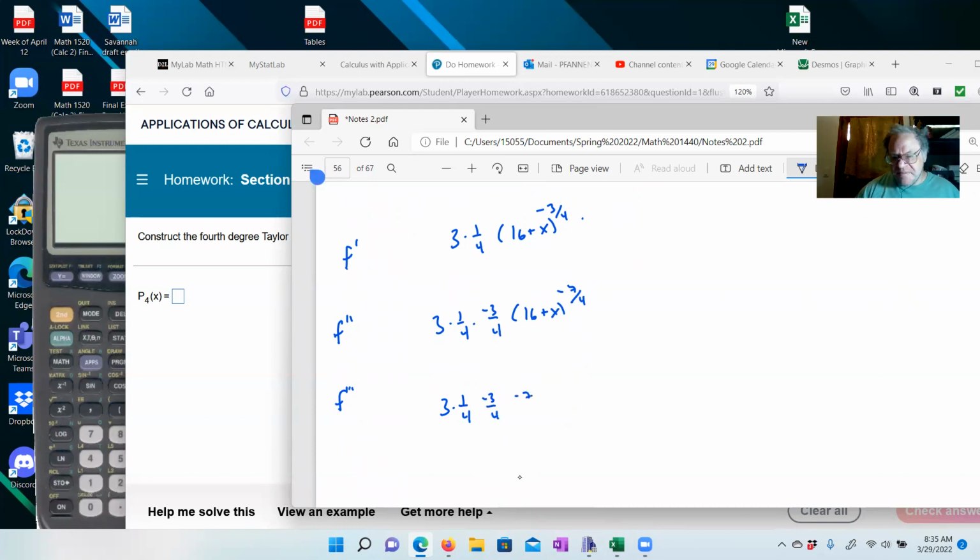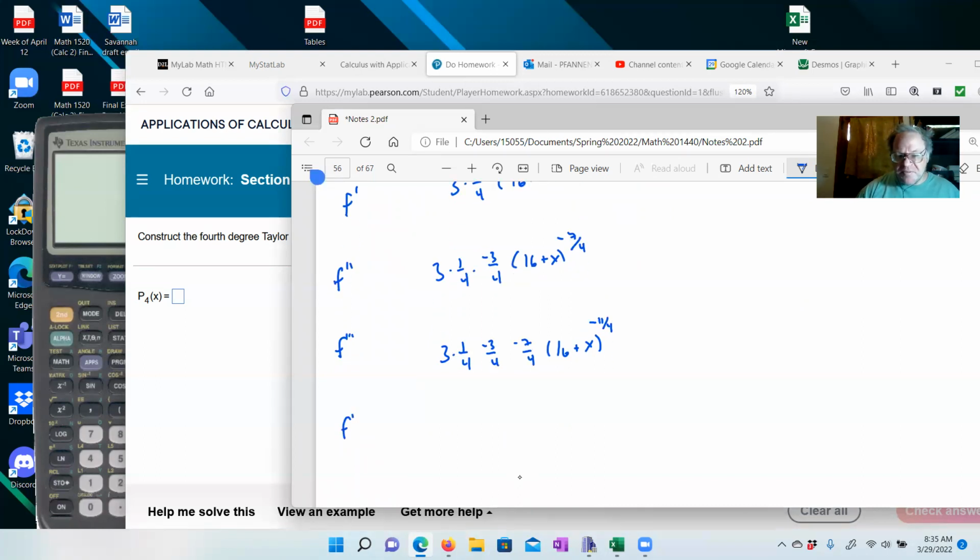especially if you have a chain rule in here. Okay, 4 more, that's going to be minus 11 over 4. And then finally, our fourth derivative is going to be 3 times 1/4 times -3/4 times -7/4 times -11/4, times 16 plus x raised to the 1/4 minus 4, so that's -15/4.